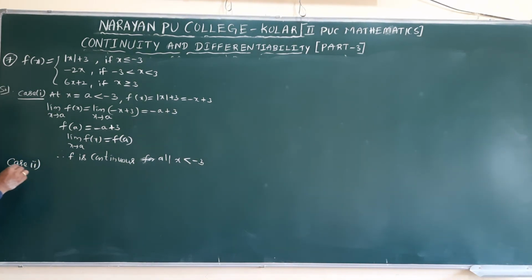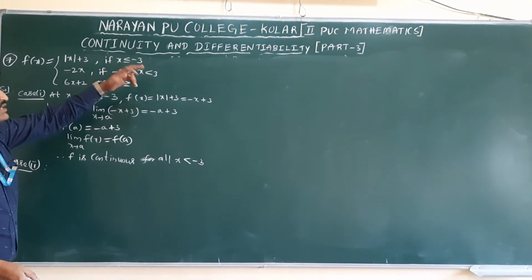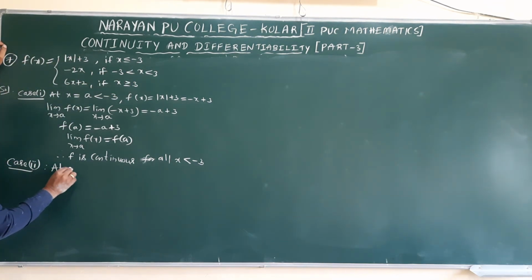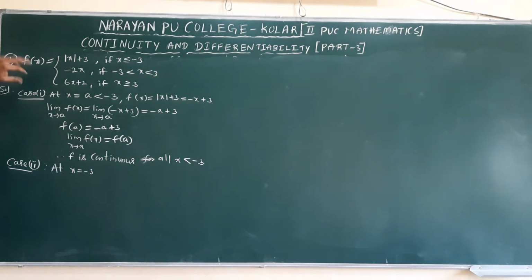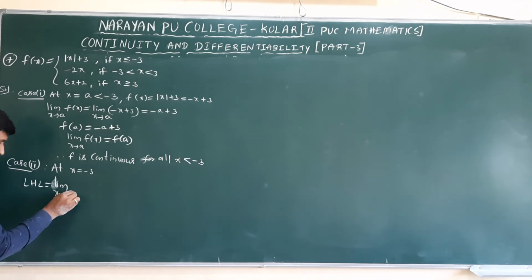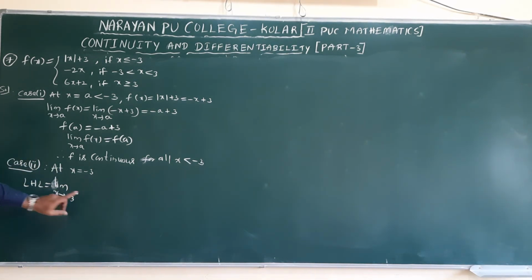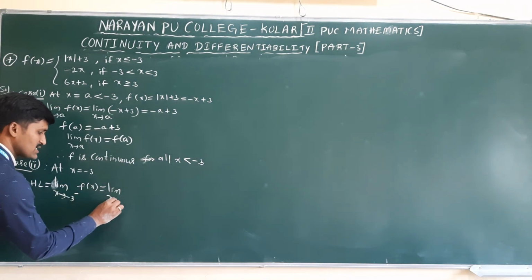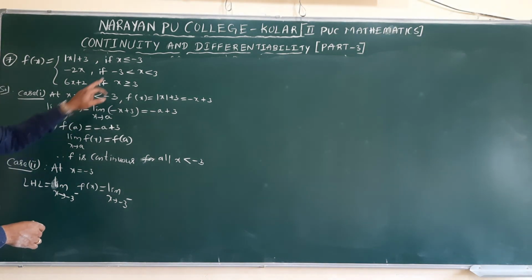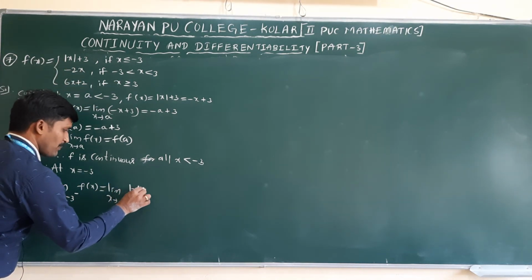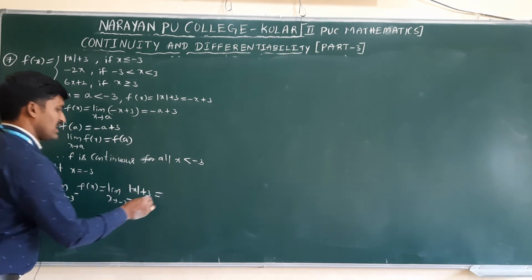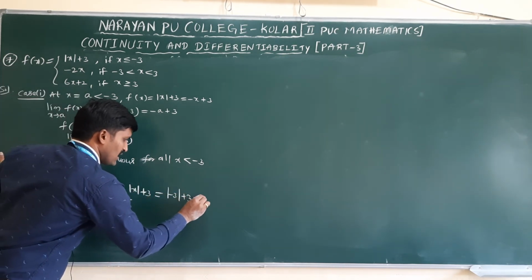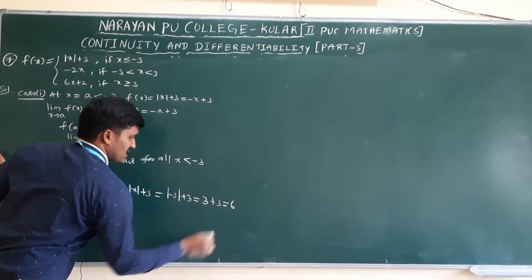Case 2: after less than minus 3, next x equal to minus 3. At x equal to a point, we need to check LHL, RHL and f of a. First LHL: limit x tends to minus 3 minus, this symbol represents the left hand side. f of x equals limit x tends to minus 3 minus. Less than minus 3, the function is mod x plus 3. Substitute x value minus 3: mod of minus 3 plus 3. Mod of negative is positive, 3 plus 3 is 6.